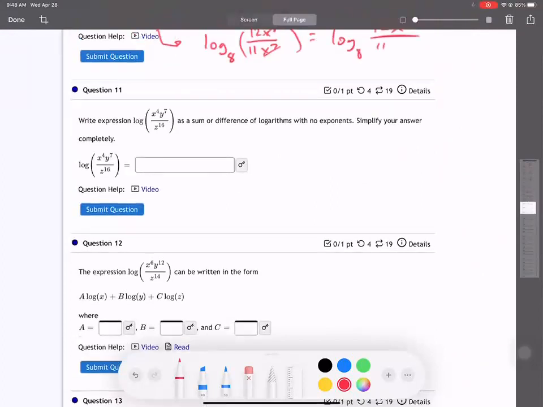Okay, question number 11. Write the expression as a sum and difference of logs with no exponents. They don't want any exponents.